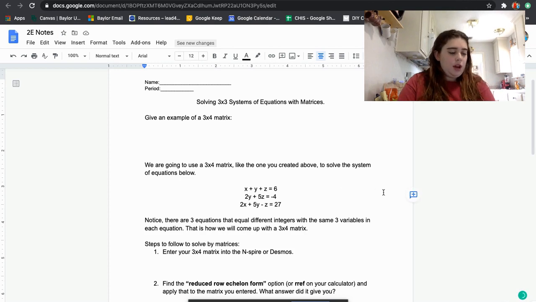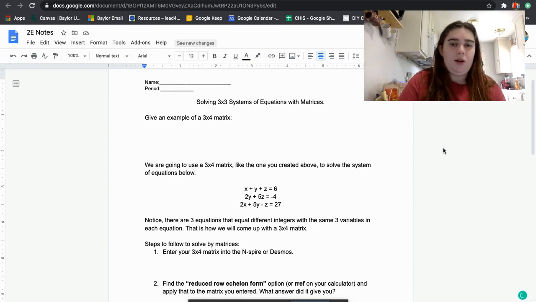Think back to yesterday. We talked about solving 3 by 3 systems of equations instead of 2 by 2. The first two ways we talked about how to solve them are substitution and elimination, which we have already used before, right? So it's the same idea, just a little bit more work since it's a 3 by 3.